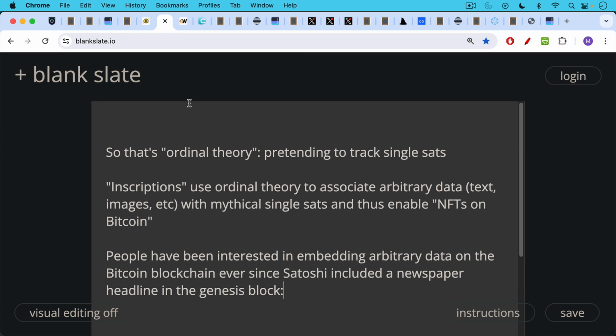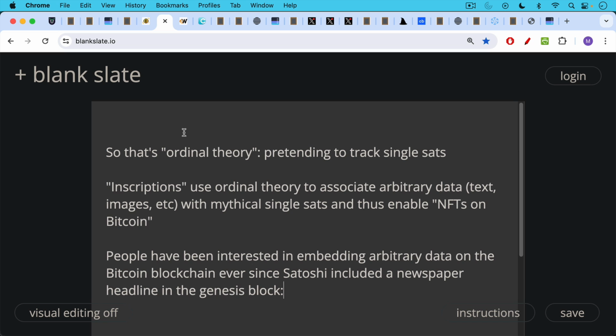Now, what are inscriptions? Inscriptions use ordinal theory to associate arbitrary data, whether text or images. I believe you can even use videos to associate arbitrary data and embed it on the blockchain and associate it with mythical single sats, and thus enable what you might think of as NFTs on Bitcoin.